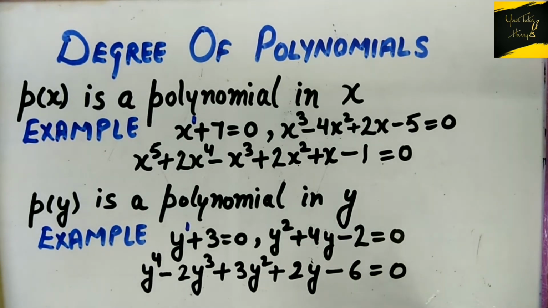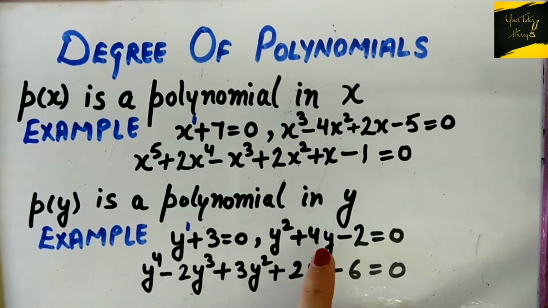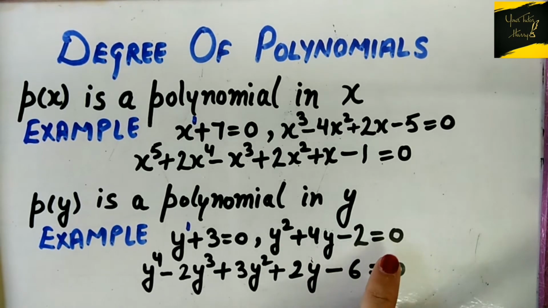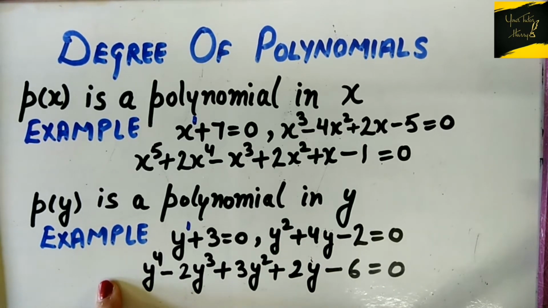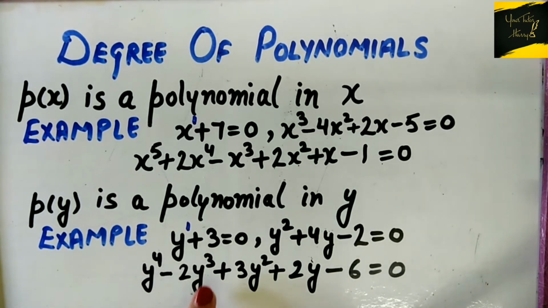And if I talk about another equation, that is y square plus 4y minus 2 is equal to 0. What is the highest degree for this polynomial? That is y square, that is 2. If I talk about the last equation, that is y^4 minus 2y cube plus 3y square plus 2y minus 6 is equal to 0. What will be the highest degree for this polynomial? That is 4. y raised to power 4, so degree will be 4. So friends, this is the degree of a polynomial.